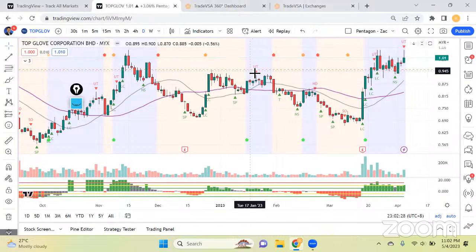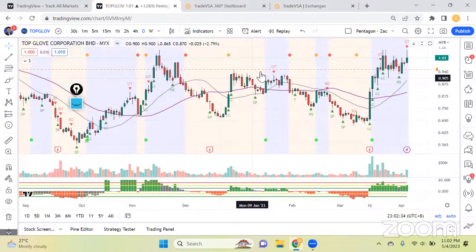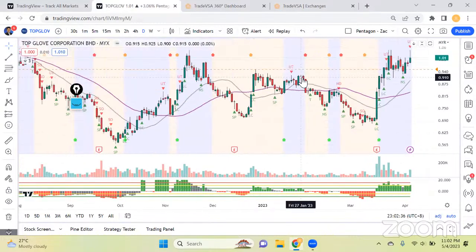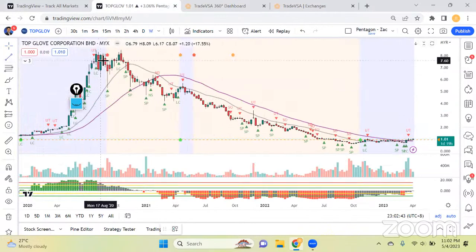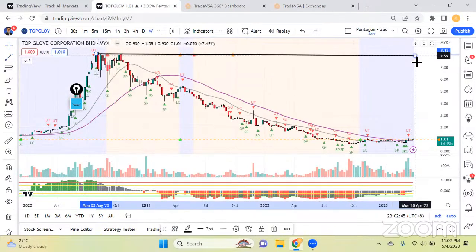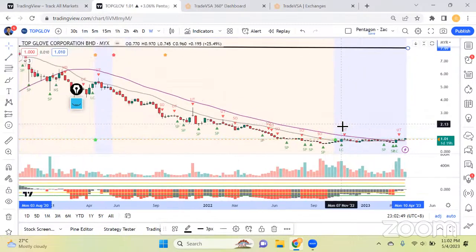The other ones, recently I entered two glove counters: one is Kossan and the other is Top Glove. Pretty interesting, because my overall view on glove counters is still the same. If we go back to here, I think it's a bit difficult at the moment, but overall I think they are building a nice accumulation. I'm referring purely to Top Glove right now.